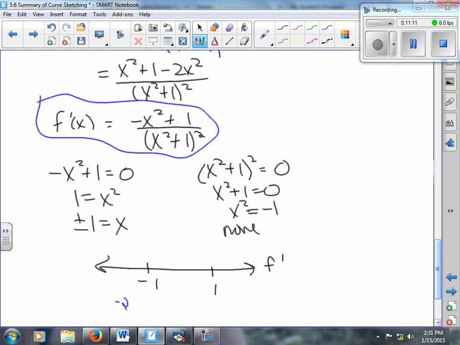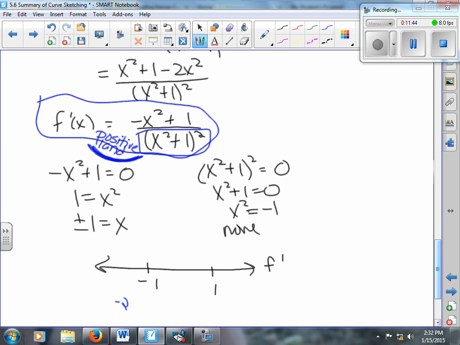When I plug negative 2 in, I get negative 4 plus 1 in the numerator. And I just want to point out something in the denominator. Look at this denominator. This denominator is the happiest guy ever. He lives in positive land. There is no x that you will be able to find to make that denominator negative. You square, you add 1, you square again. He is the most happy-go-lucky positive person I've ever met. And so I'm not even going to worry about him because he's always positive.